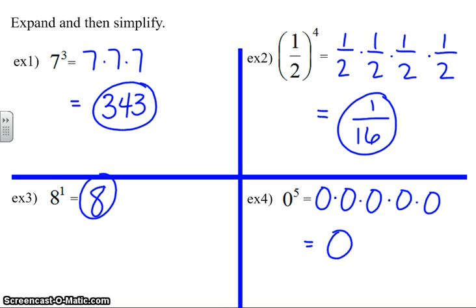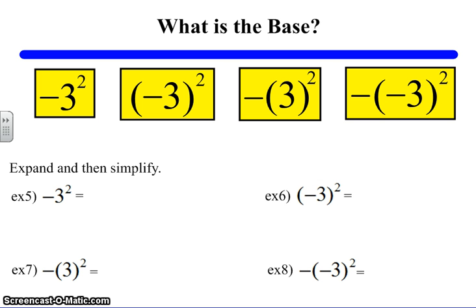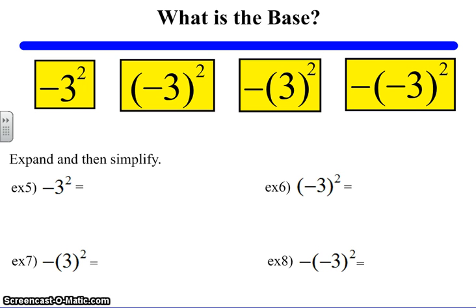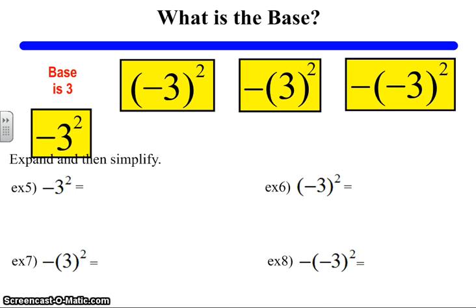Something that you have to be very, very, very careful about is identifying the base. So in this case, I have 4 yellow boxes across the top. And I want to know what the base is for each of those yellow boxes. When you are looking at the base, it is what comes directly in front of the exponent. So directly in front of the exponent, or to the left, is the number 3 in the first box. So our base is just 3.